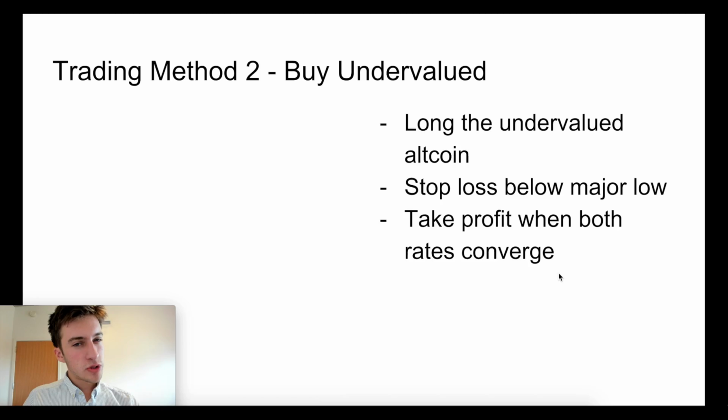If you don't use Poloniex, which is available in the United States, and if you don't use Bitfinex, which is available in the non-United States, then you do have another option that does involve a little bit more risk, but it still can be profitable. And this is by just buying the undervalued coin. So what we're going to do here is long the undervalued coin, place a stop loss below a major low, and just take profit when both rates converge.